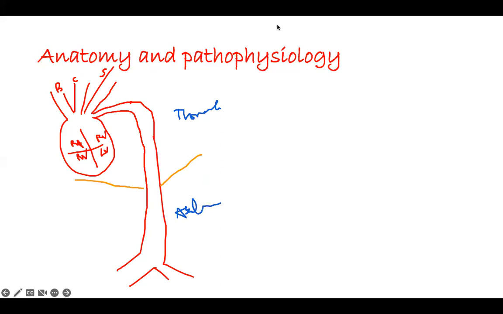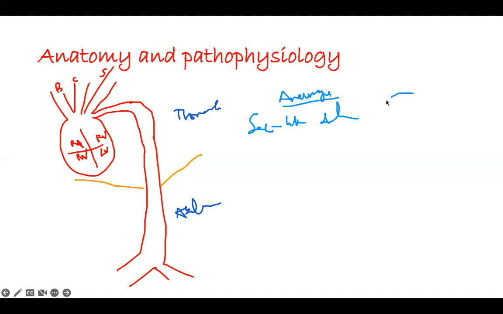Unfortunately, these are vessels, and they can get into trouble. They can get something we call dilatation, which the fancy word is aneurysm. Aneurysm is basically a sac-like dilatation of the vessel.